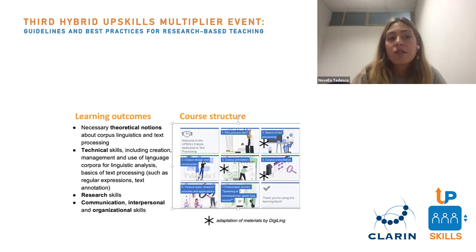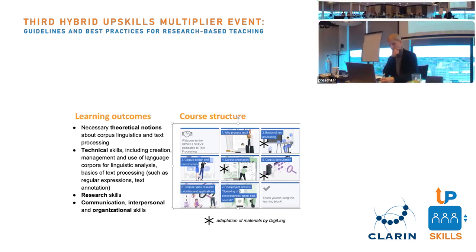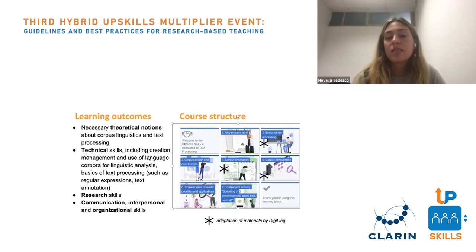The structure of the course was developed according to the UPSKILLS needs analysis. For this reason, besides the technical and theoretical skills, the aim of the course is also for students to develop research skills as well as organizational and interactional skills, all these being of primary importance for the new generation of linguist specialists. And this is well noticeable in the structure of the course.